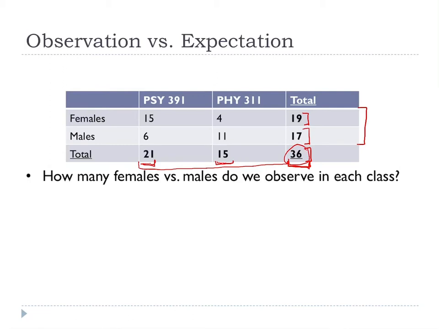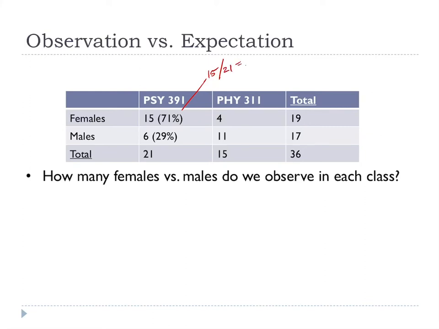One way to think about our observations and our expectations is in terms of percentages. So what percentage of Psych 391 students are male versus female? Just as a review of how to do percentages, for this one, we do 15, the number of females in the class, divided by 21, the total number of students, and that gives us about 0.71, which translates into 71%. So in Psych 391, we have 71% versus 29% in that class.